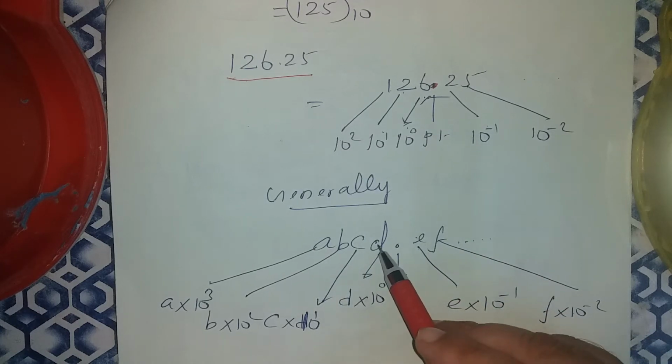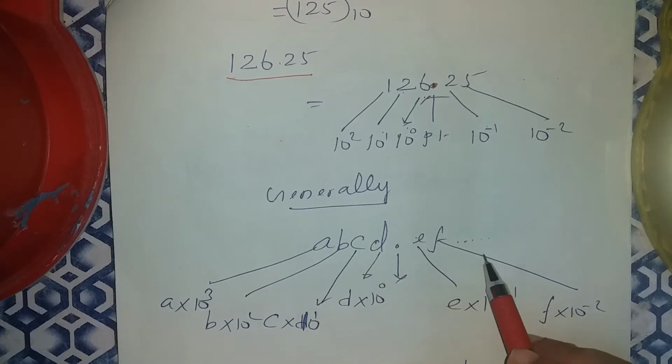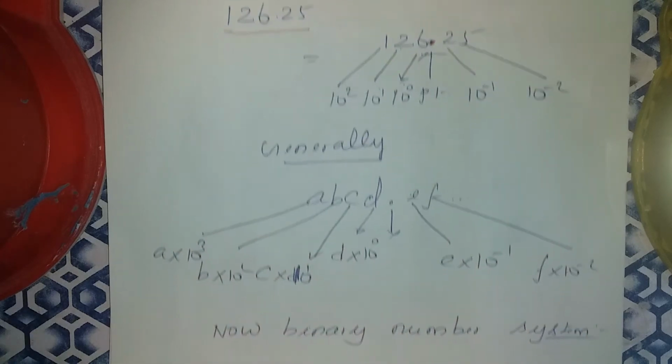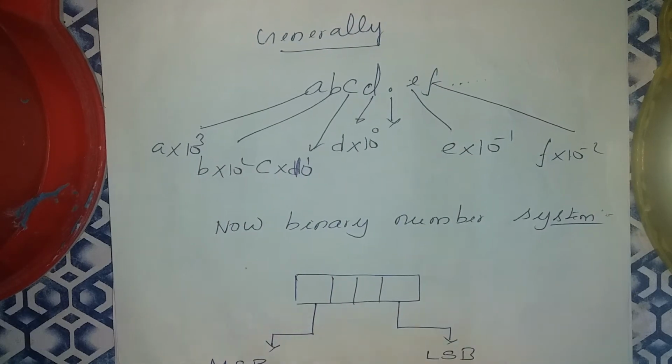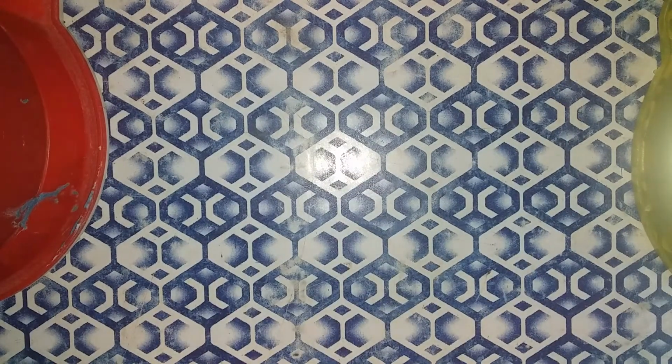On the left-hand side, if you keep on incrementing, the power will be increased. On the right-hand side, if you keep on incrementing, the power will be decreased. It will be in negative form, and here in positive form. So MSB stands for most significant bit, LSB stands for least significant bit. Okay, we'll go for the conversion mechanism.